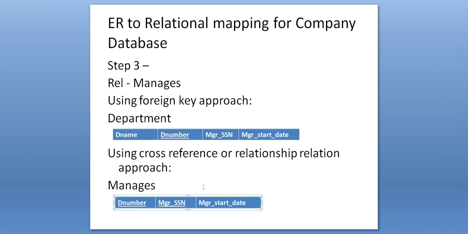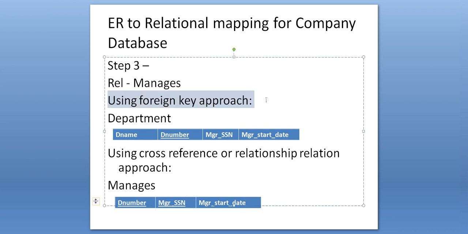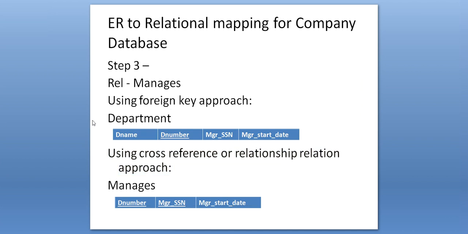For this particular example that I'm explaining right now, I'm using the foreign key approach. So just ignore the cross reference or relationship reference approach. That means we have already done some changes in the department relation.